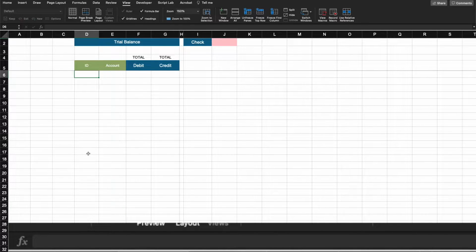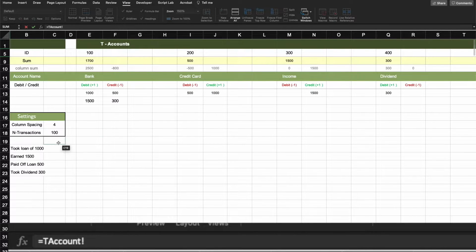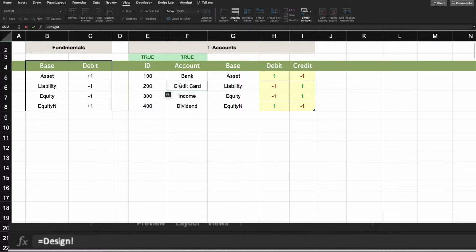First step, let's copy all the IDs of our accounts that are in the T accounts, in the design side, and that would be our.